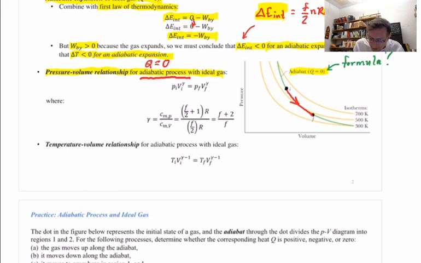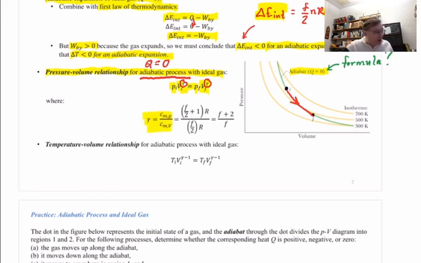Take the initial pressure times the initial volume, but raise the initial volume to an exponent labeled gamma. And then that must equal the final pressure times the final volume, where the final volume is also raised to the gamma power. There's an exponent gamma. What is that exponent gamma? That's important.